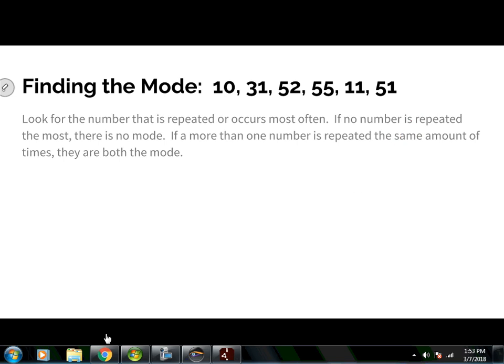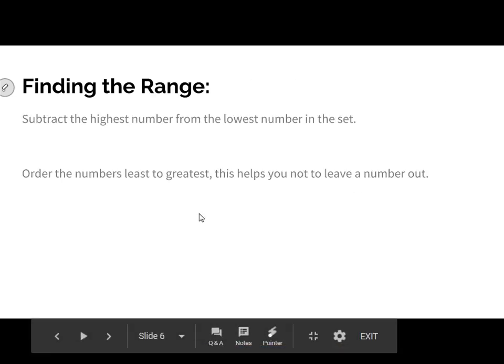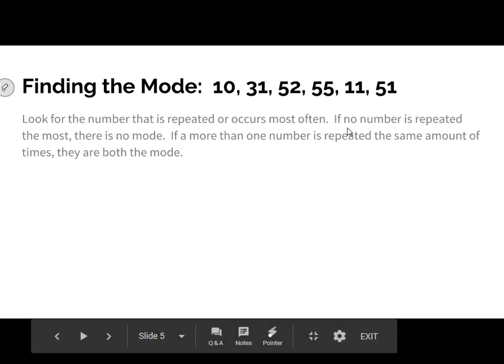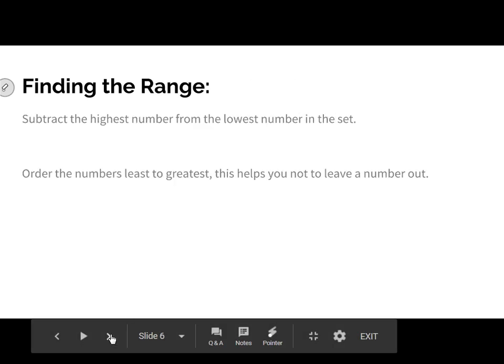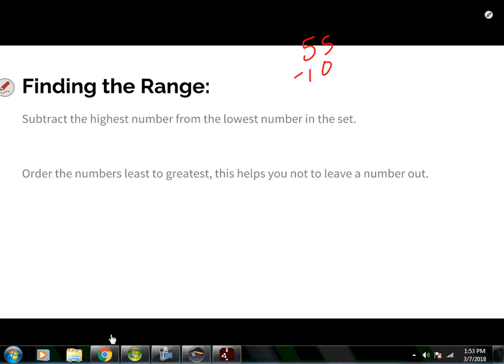Okay, and range. You subtract the lowest number from the highest number in the set for range. So let's take this list of numbers. We have 55 and we have 10. So we would take 55 and subtract 10 from that, and we would have 45. That would be our range.